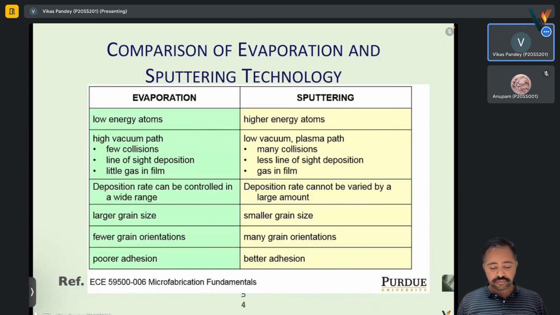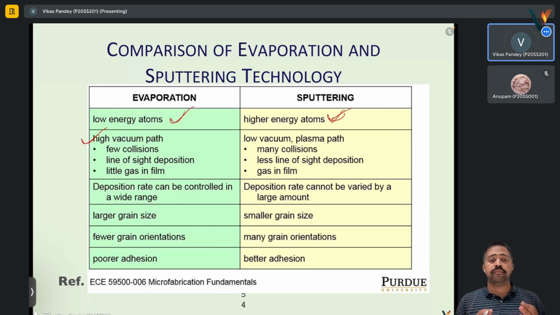In case of evaporation, it has low energy atoms. In sputtering, we have high energy atoms. For evaporation, when the deposition is going on, we need very high vacuum that will lead to very few collisions. It's line of sight deposition, very straight.